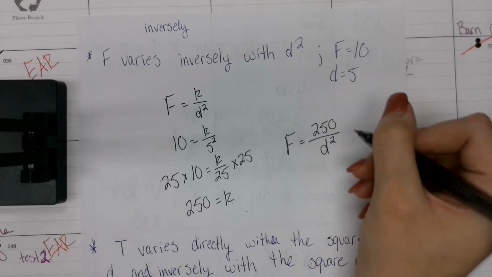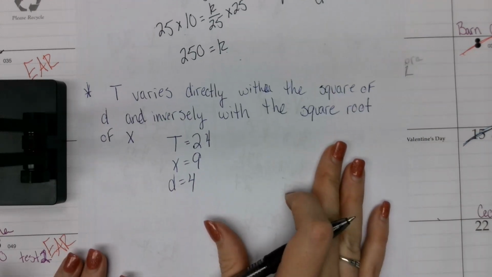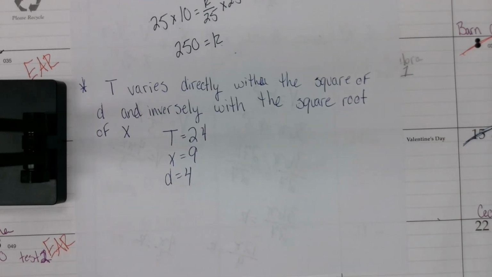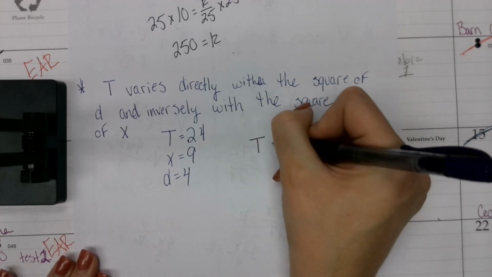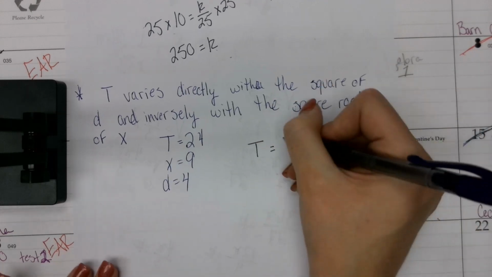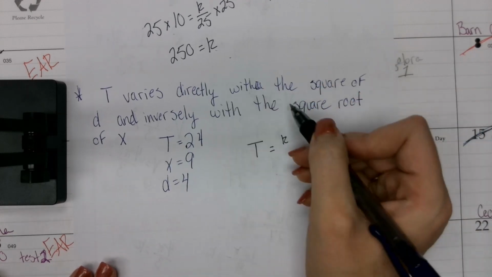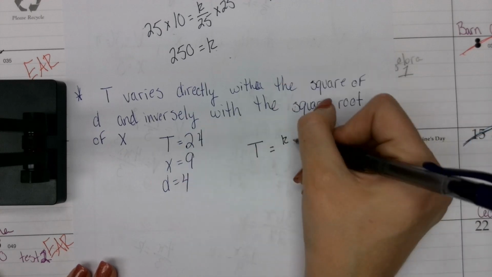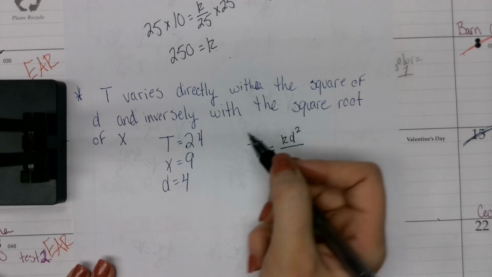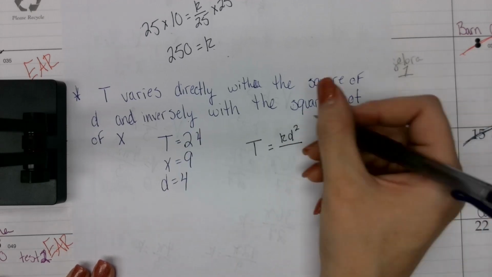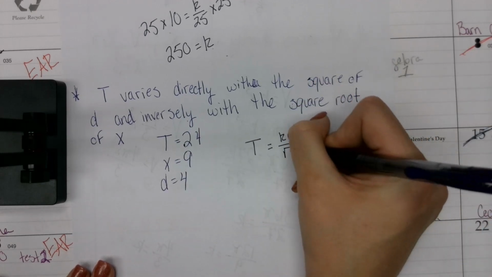T varies directly with the square of d and inversely with the square root of x. So, starting from the top, t varies directly with the square of d, so d squared, and inversely, so then divide, with the square root of x.